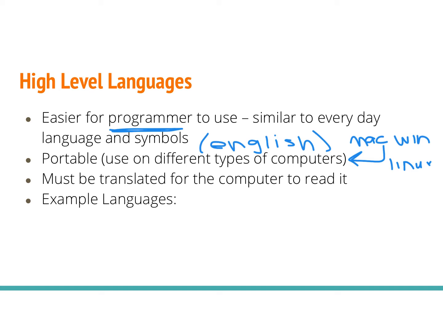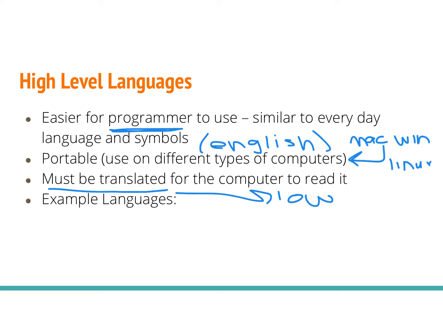Now, the tricky part about high-level languages is they must be translated because computers are not really able to read high-level languages. They have to be translated down to a low-level language so that the computers can actually read it. But the nice thing is there's a way to convert these high-level languages down to low-level languages that computers can read, and so that's why we like to use them.